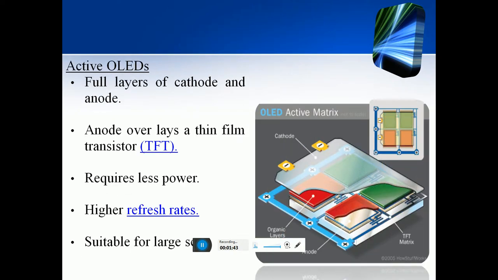Active OLEDs have a full layer of the cathode and anode, and the anode is overlaid with thin films, this is the TFT. TFT full form is thin film transistor. It requires less power, has a high refresh rate, and is suitable for large scale screens.